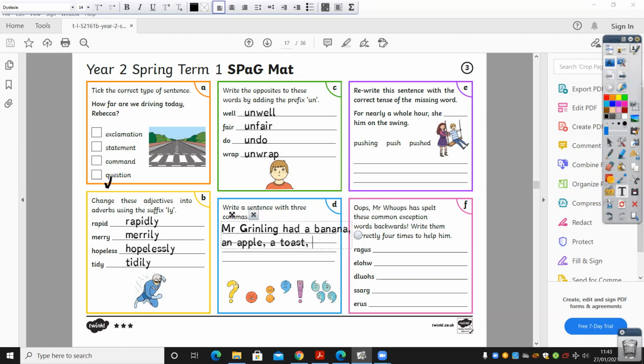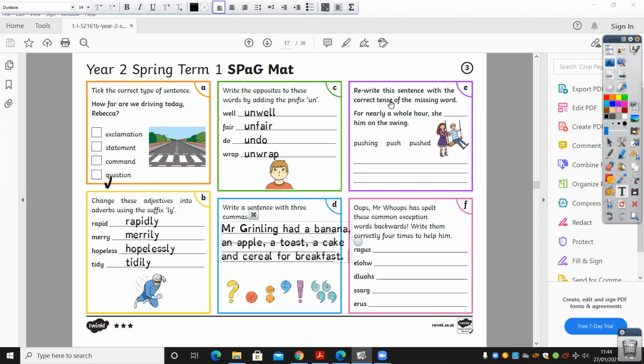A toast, I need another item in the list, a cake, and then the last item in the list will be, so I don't use a comma, I just use the conjunction and. What else could he have had for breakfast? And cereal. So let's check my sentence. Mr. Grinling had a banana, an apple, a toast, a cake and cereal for breakfast. It's always important to check our sentence. Have I written a sentence with 3 commas? 1, 2, 3. All correct. Well done.